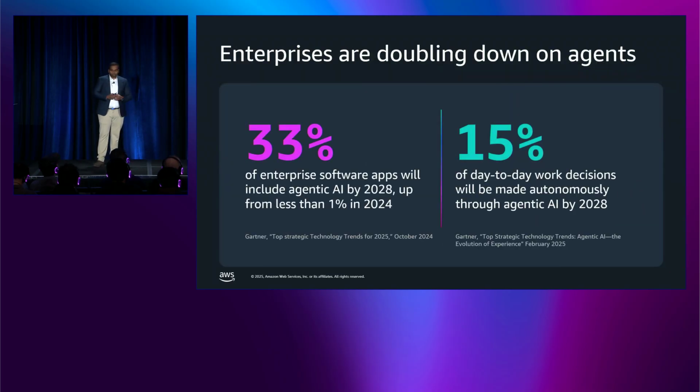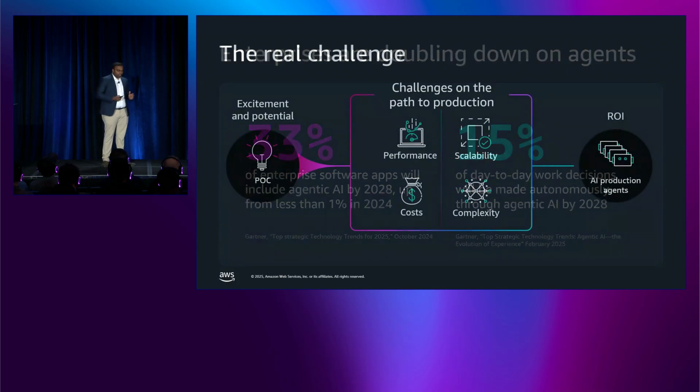So this is a prediction from Gartner. Over a third of applications will have some kind of agentic workflows by 2028. That's the expectation, and enterprises are moving towards that. And also a lot of day-to-day tasks will eventually be, if not totally automated, have some percentage of automation in there with agents. So this is all great.